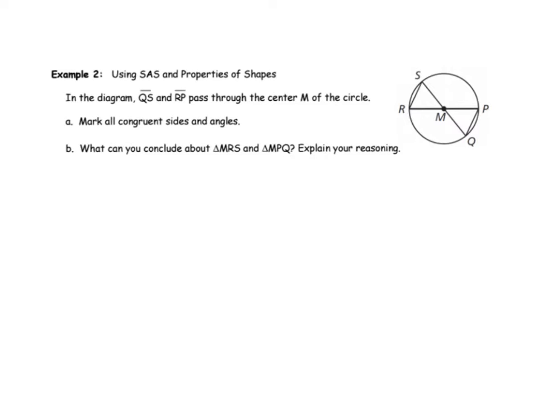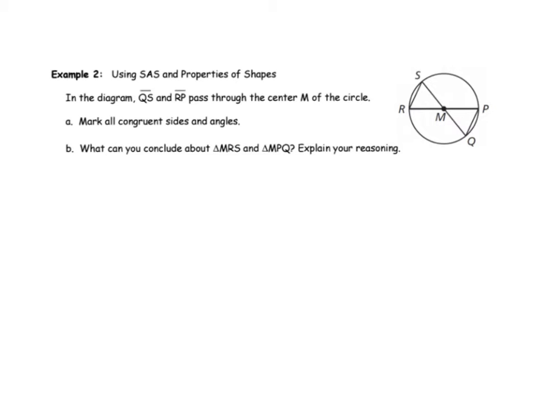All right, now let's use our side angle side and properties of shapes to help us figure out this problem. In the diagram, QS and RP pass through the center M of a circle. Now, hopefully you guys know something about circles. Hopefully you guys recall diameters and a radius, okay? Diameter is the length from one end of a circle to the other end going through the center. Radius is half of a diameter. So if we have two lines, QS and RP, and they go through the center, basically, they are the diameters of this circle. Okay? So mark all congruent sides and angles.